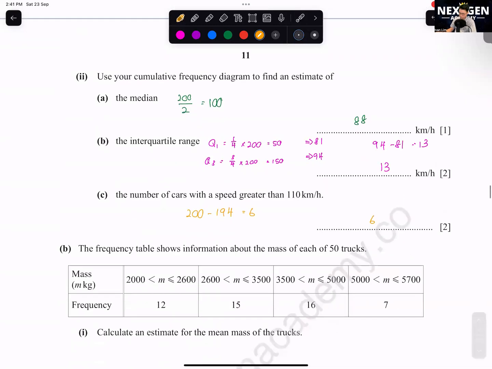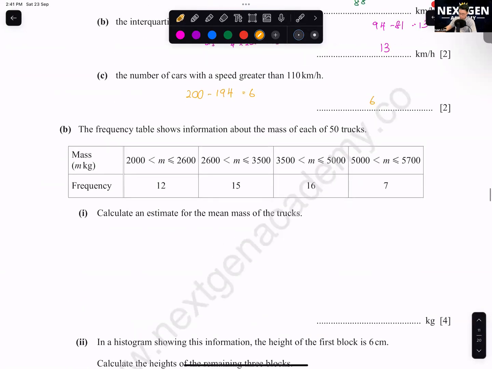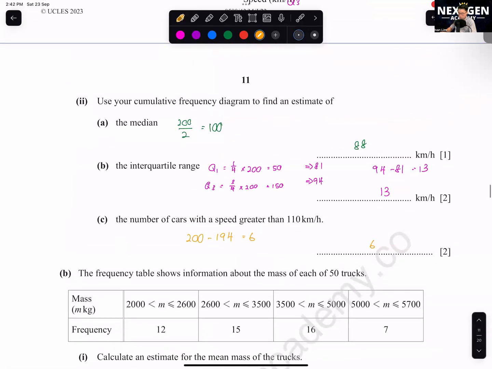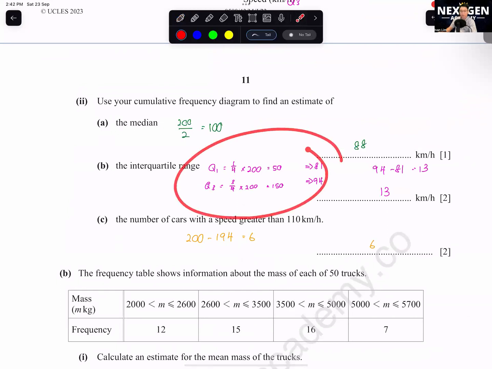Okay, next one. The frequency table shows info about the mass of 50 trucks. Calculate an estimate for the mean mass of the trucks. Okay, what's the formula for percentile? What type of percentile? As in, if they ask you like 50th percentile and all, is it? 53. Okay, like 80th percentile. Okay, Yongjun's question. Okay, so formula for percentile is the same like how you calculate interquartile range.